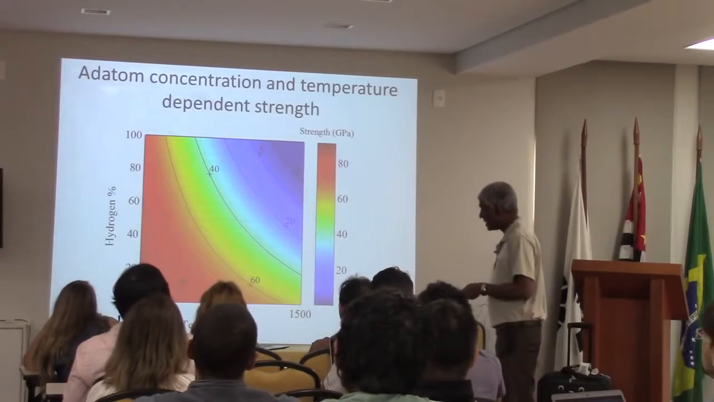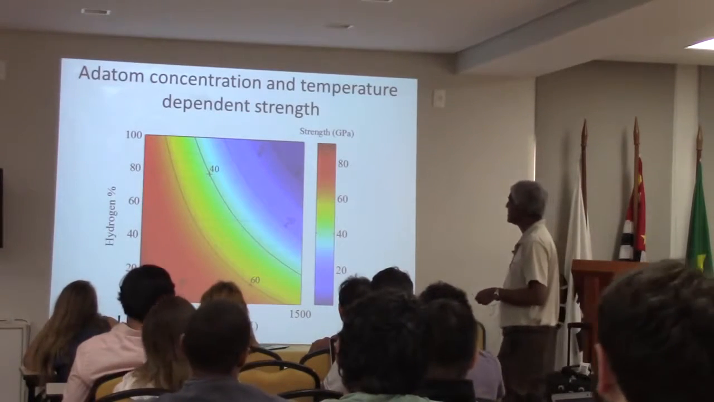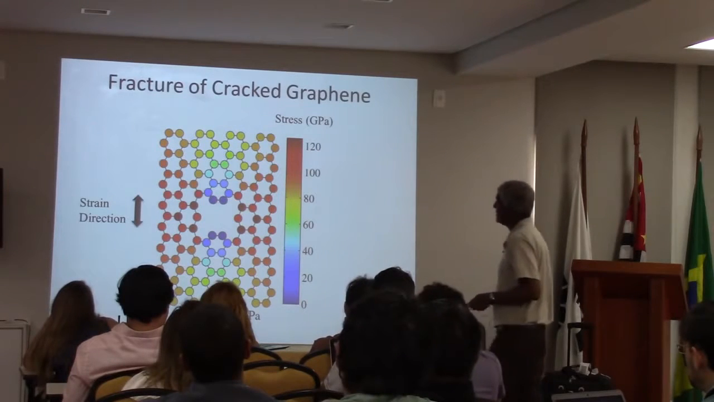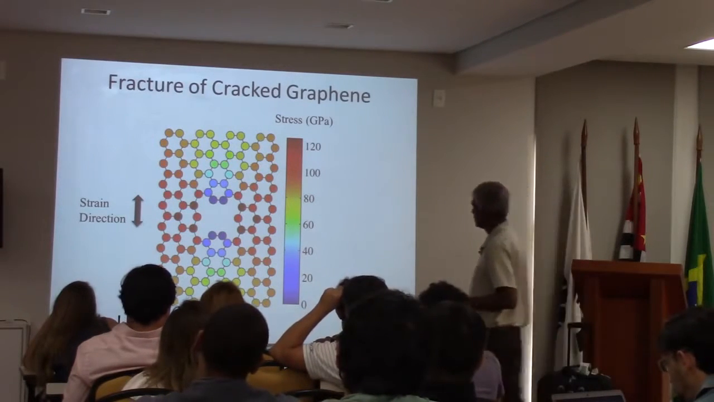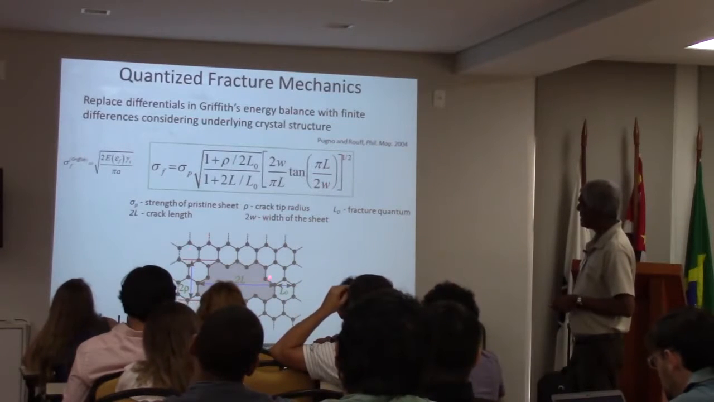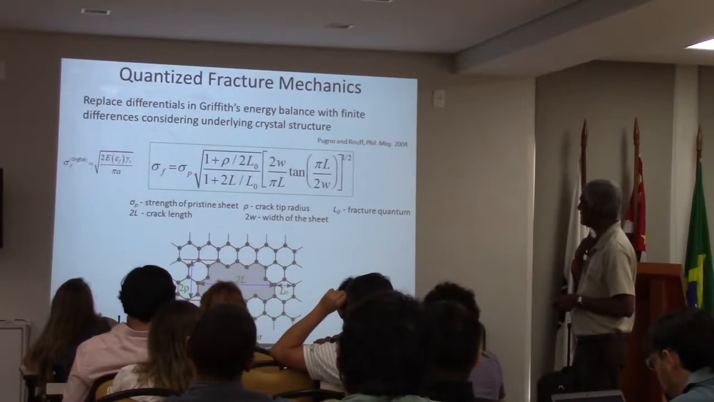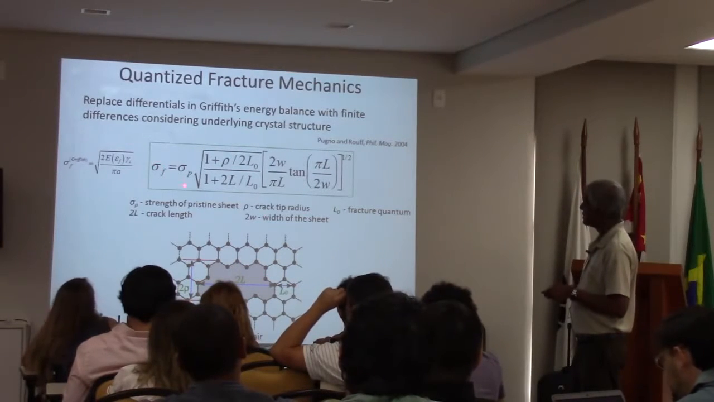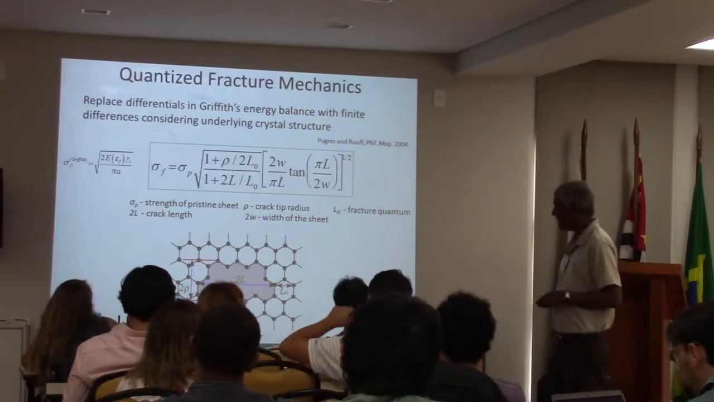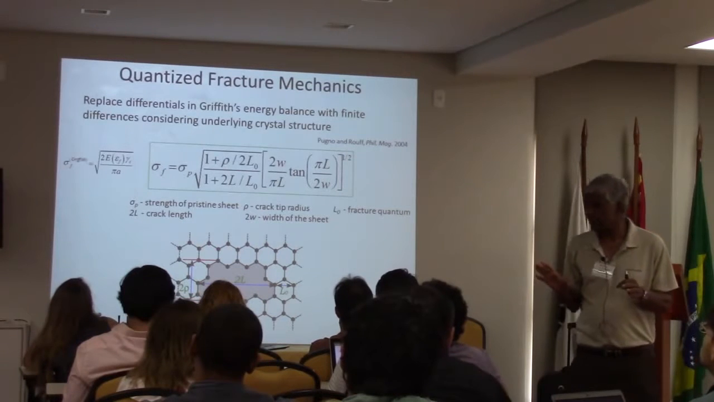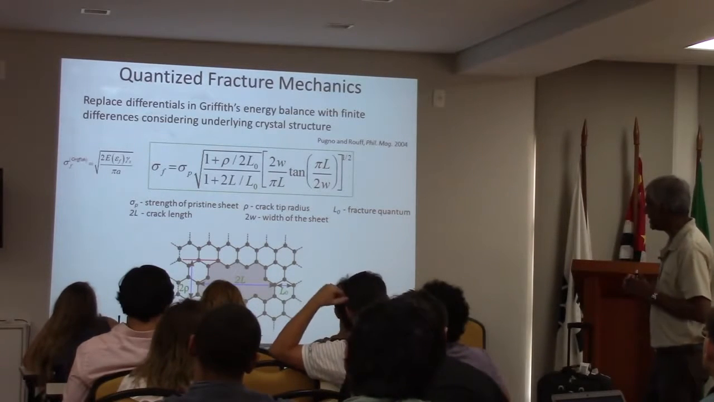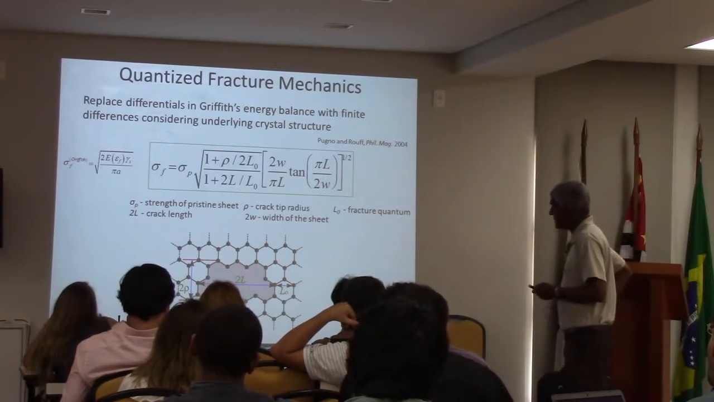And here is another view graph, a contour plot of the variation of strength as a percentage of hydrogen concentration and temperature. This is the plot of stress. And then we take again an idea from quantized fracture mechanics. This is the crack I showed you. You can calculate the failure strength in the presence of a crack. Now the previous one I worked on had no crack. It was a perfect graphene sheet. The only difference there was we had hydrogen atoms that changed the strength properties.